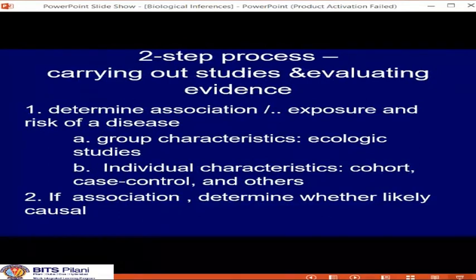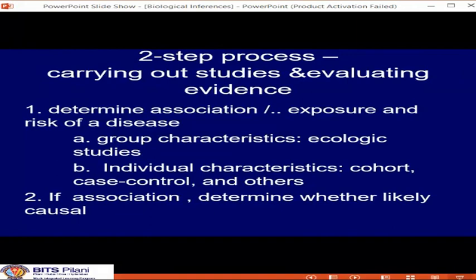Assuming we have some data or some evidence we have collected, the first step is to see, is there an association? Does A happen very commonly with B? Does cancer happen more commonly with people exposed to a nuclear bomb as compared to people who are not exposed to nuclear? And that could be done at two levels.